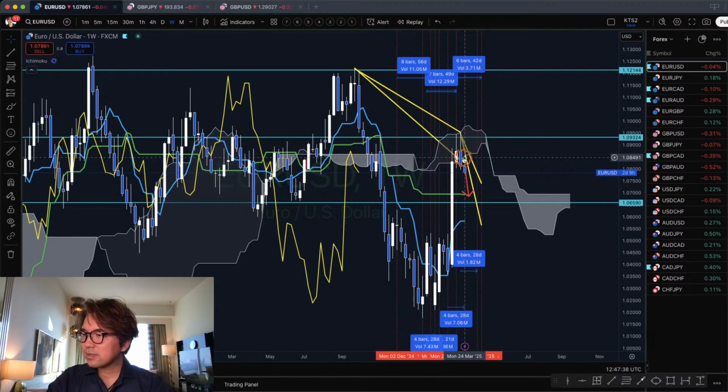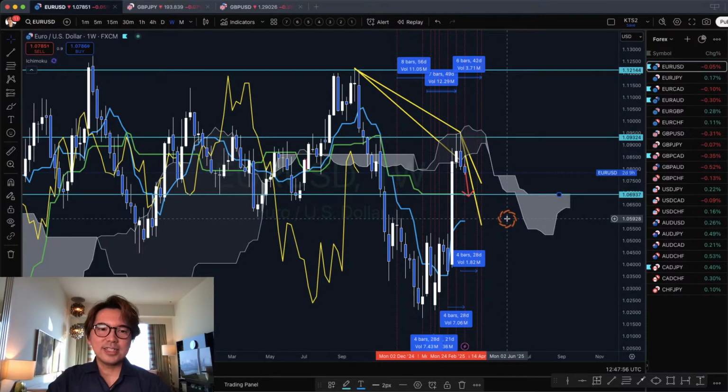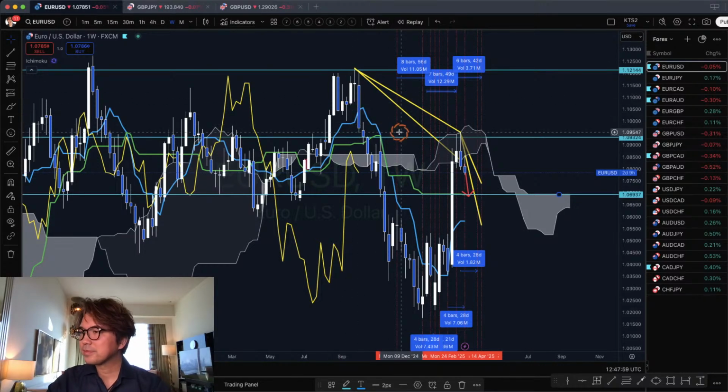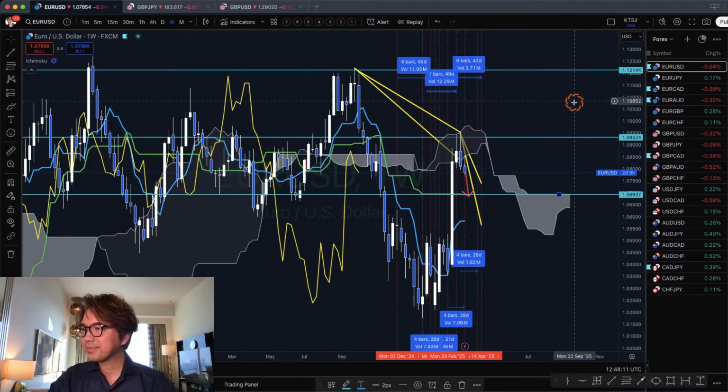In this case, since the Kijun Sen has been flat, the market tends to head towards the Kijun Sen. So I put the horizontal line here because this was the previous low. But since it's retracing now, the target is the Kijun Sen. And this is on the weekly time frame, and I will go down to the lower time frames to see how I analyze and also take entries.